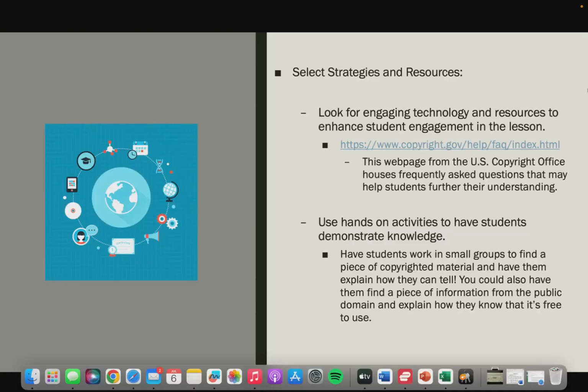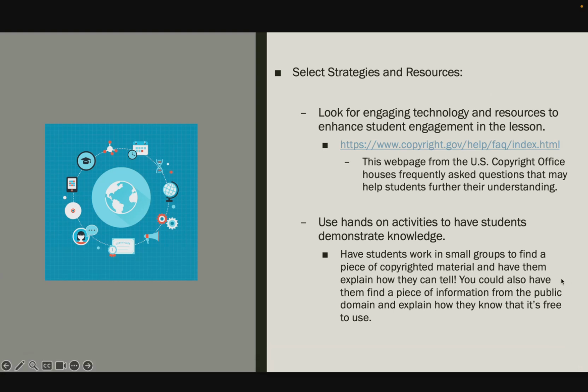So, select strategies and resources. Obviously, we want to look for engaging technology and resources to make sure that students are engaged and focused on what they're doing. The U.S. Copyright Office is actually really helpful, and they have a frequently asked questions page that is really simple, and they did a really good job of breaking it down. I linked that for you because I feel like they have a good grasp on what people are asking when it comes to copyright and more information.